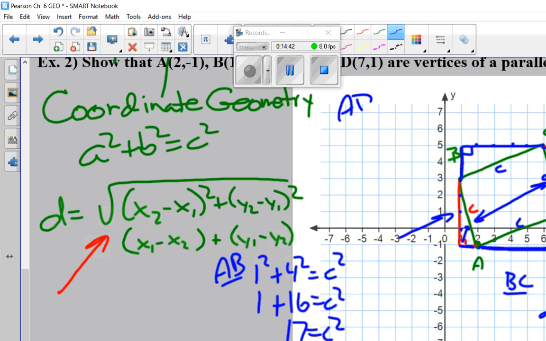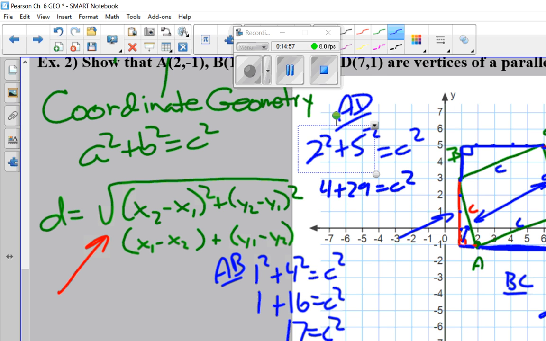So I need to find AD. Let's come up here and repeat my process. Once again, I think that's 2. I'm counting squares. I believe that's 5. So right here, I'm getting the same thing that I got before. I should be correct, but I'm going to do it all the way through. 2 squared plus 5 squared gives me 29. Take the square root of that, C equals 5.4.